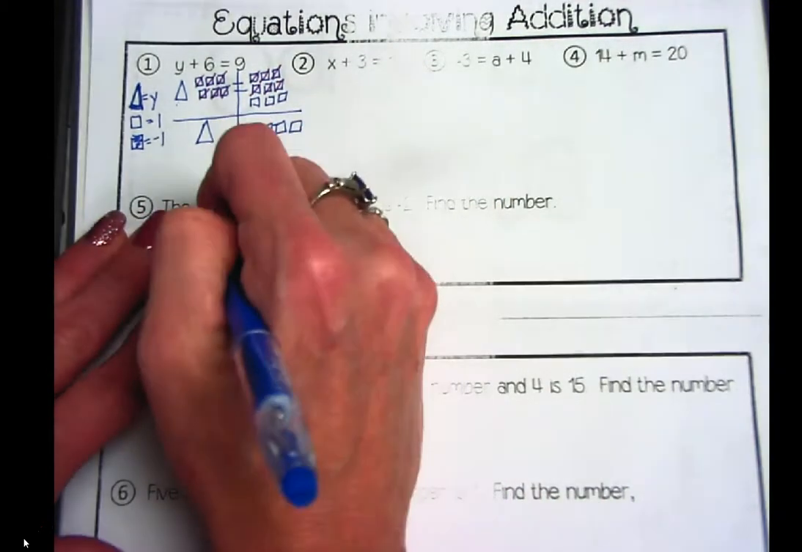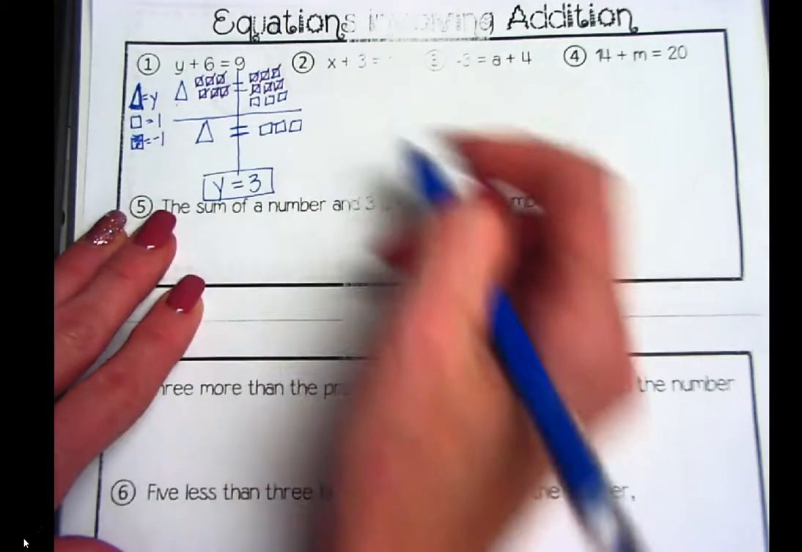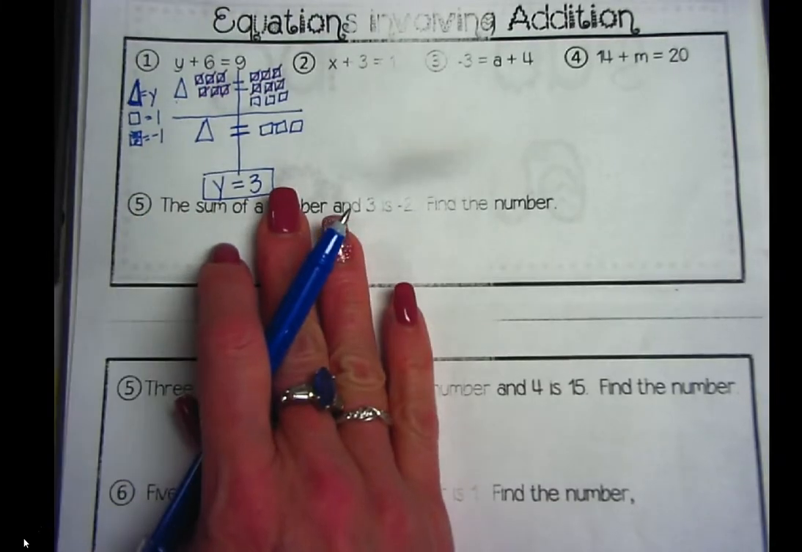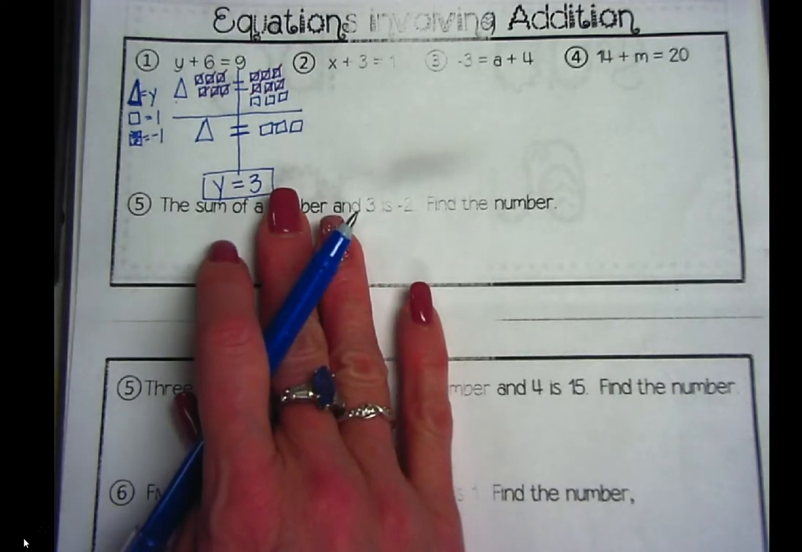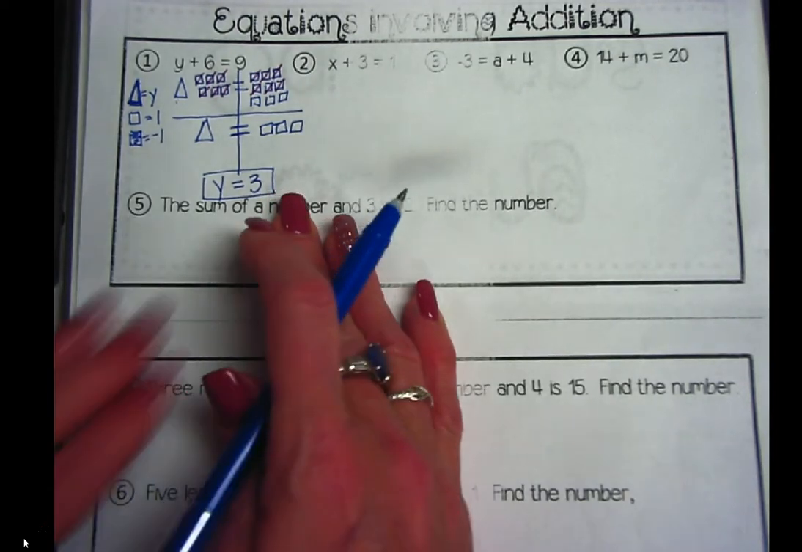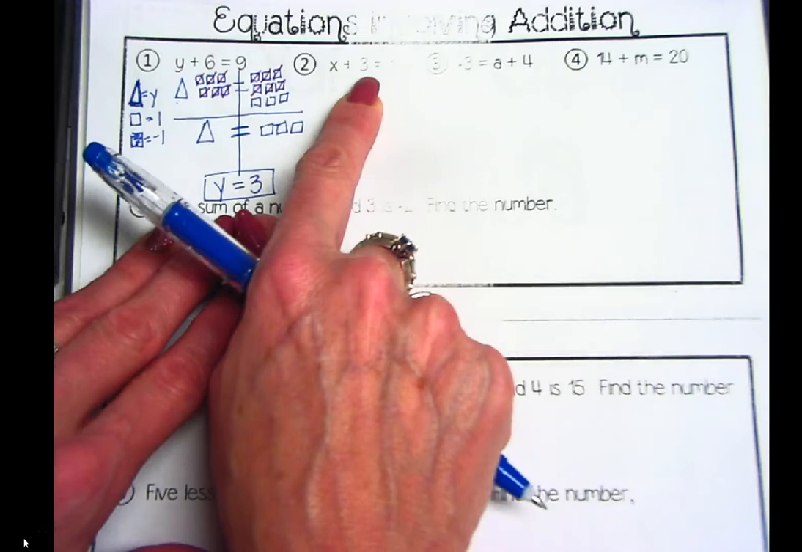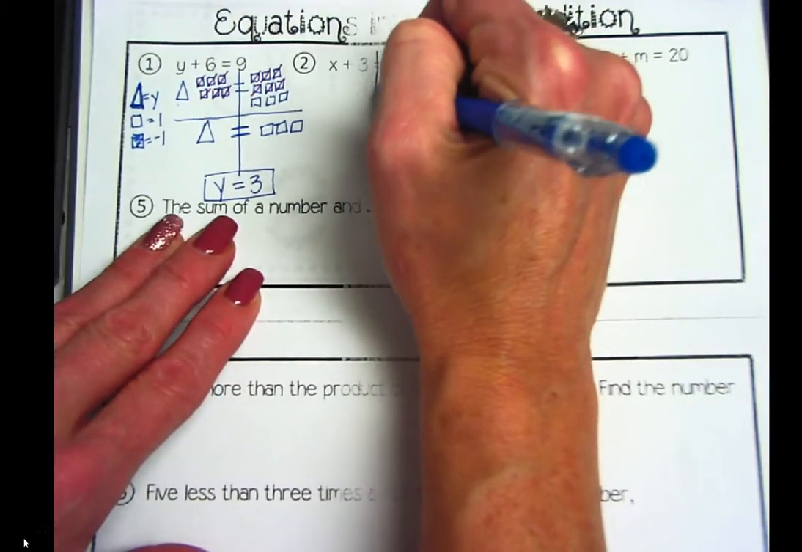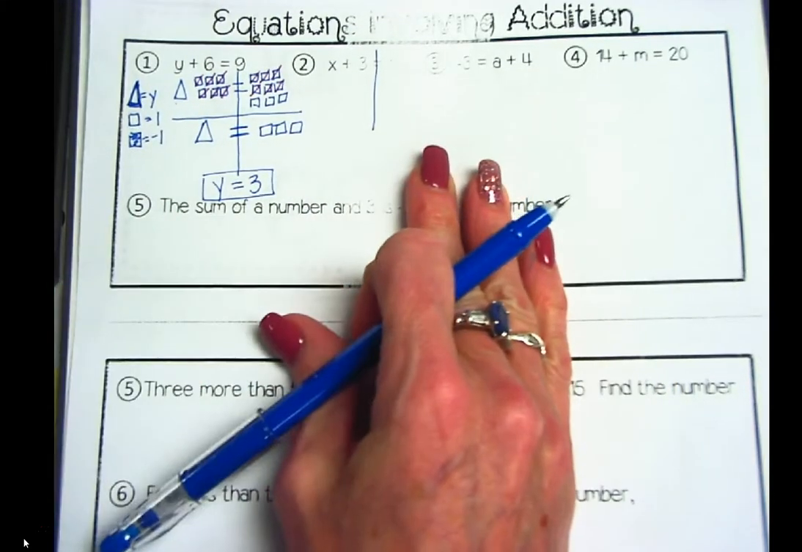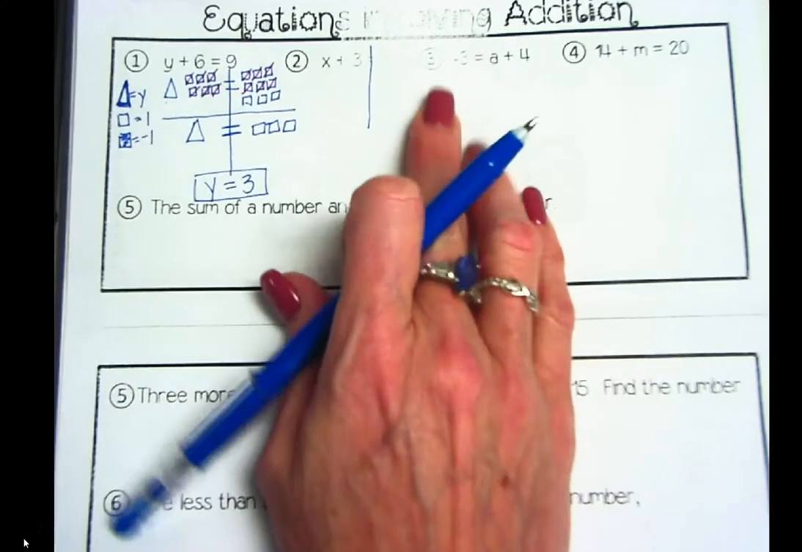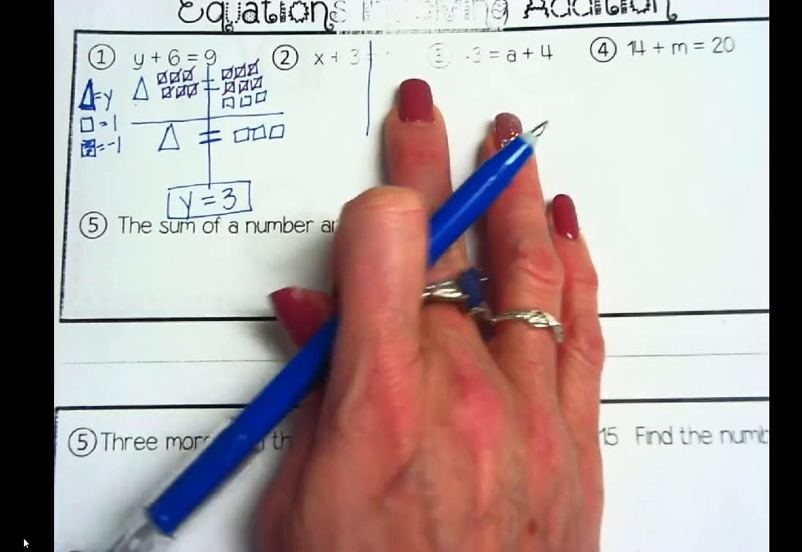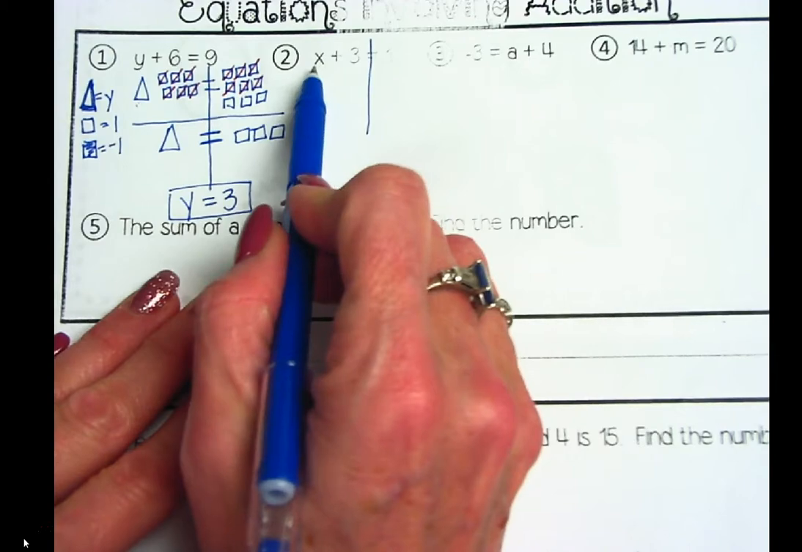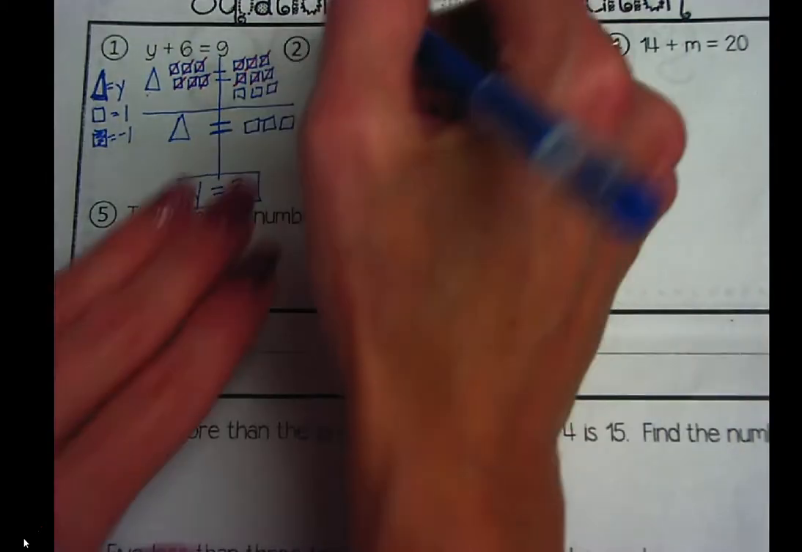Okay, we're going to go from the model and start just using the numbers. And then when we get back to two-step equations, we will go back to models. So for number 2, we have x plus 3 equals 1. I'm going to put a line down here to separate the expression on the left to the solution of 1 on the right. And again, my goal is to get my variable by itself.